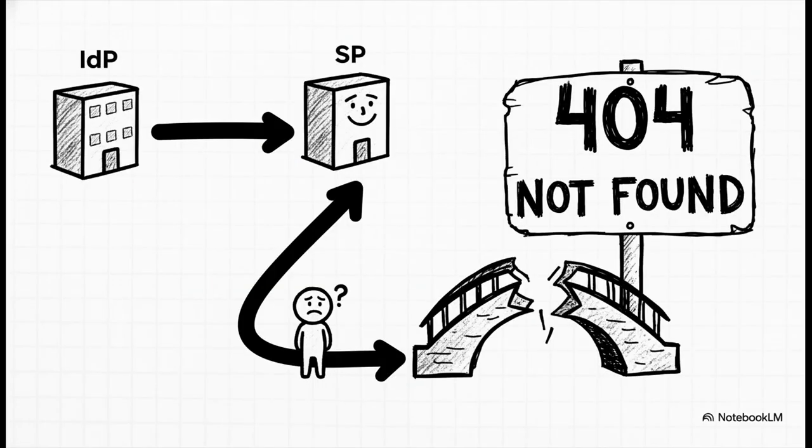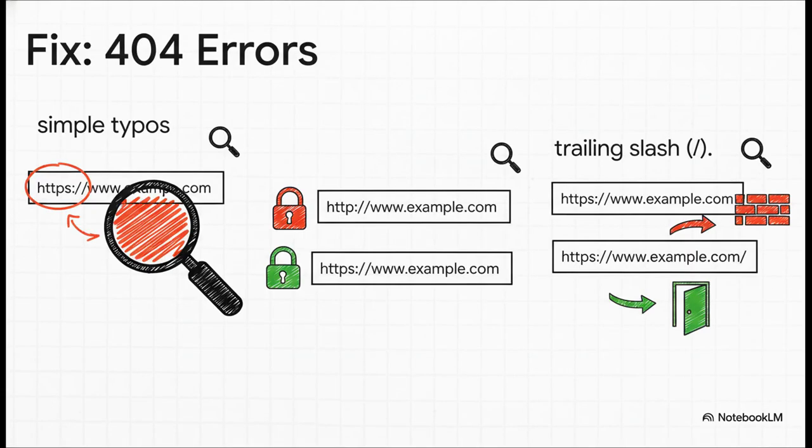Up next, the dreaded 404, URL not found. We've all seen this one a million times on the web, and guess what? It's just as common in SAML. All it means is that after you logged in, the identity provider tried to send you back to the application, but it sent you to completely the wrong address. And this is such a perfect example of how the tiniest details can wreck everything. The fix is almost always just a simple typo in the URL.